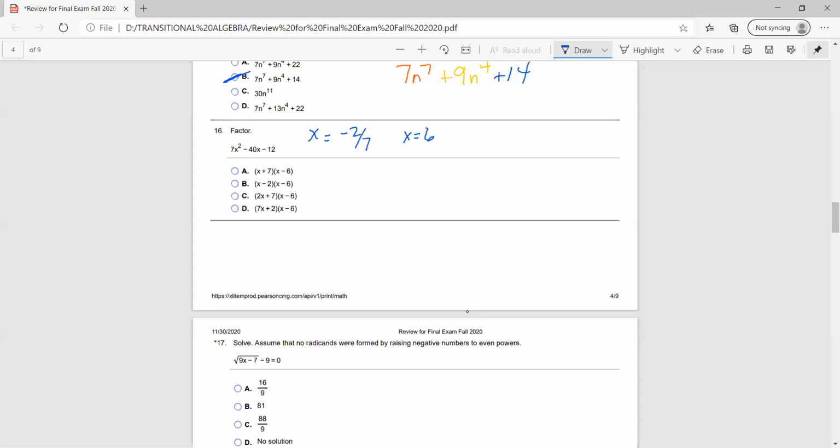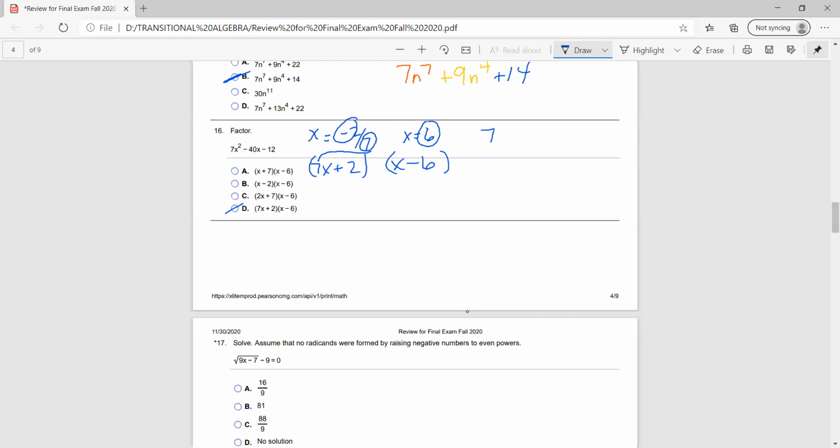Then the way that you write the answer, this one's really easy. You would say x minus 6. It's always going to be the opposite of whatever this is. But this one, since it's a fraction, the denominator comes out in the front, and it would be 7x. And then this part goes in the back. And since it's a minus 2, it would be the opposite of that, which would be plus 2. And so the right answer on number 16 ends up being D.